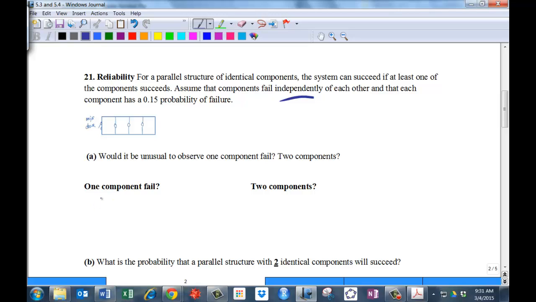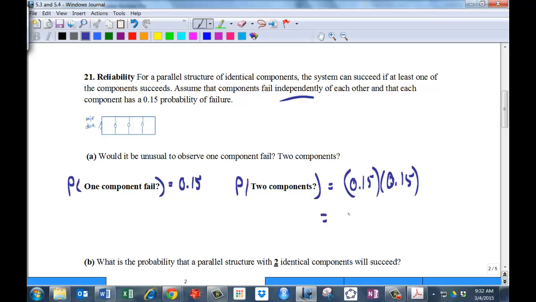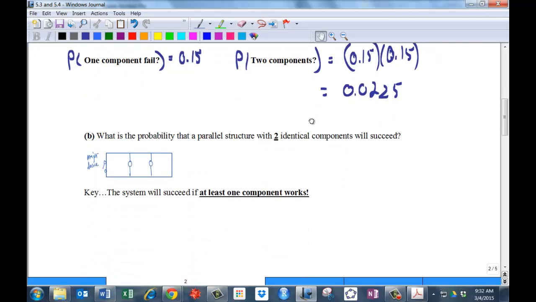So what's the probability that one component fails? Well, that's 0.15, right? Probability one component fails, 0.15. Probability two components fail. Well, since they're independent, then that's just 0.15 times 0.15, and we get 0.0225. All right. So now, let's move to the next part here.